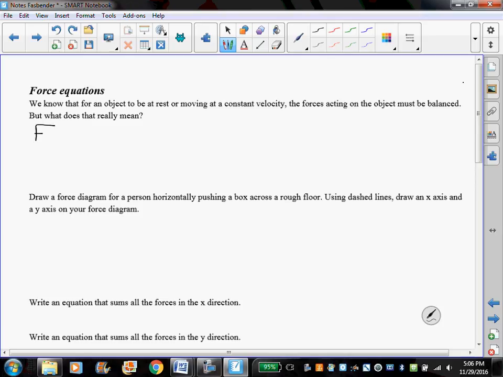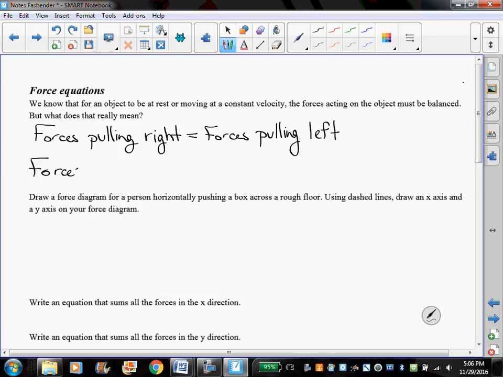Well, what it's really trying to describe to you is that any kind of forces that are pulling maybe to the right have to be equal to the forces that are pulling to the left. That would be balanced forces in the x direction. Same thing with the y direction. Forces pulling up are going to have to be equal to the forces that are pulling down.